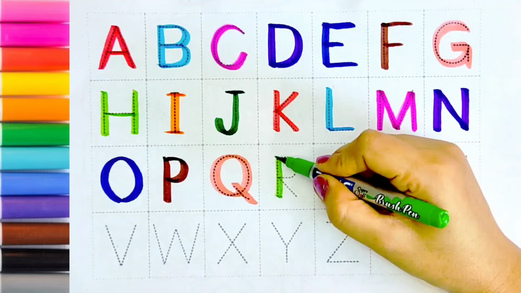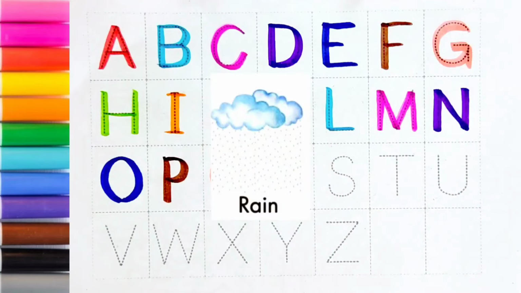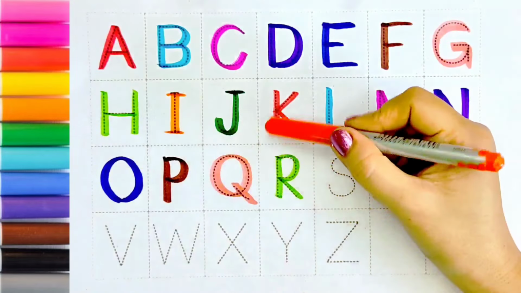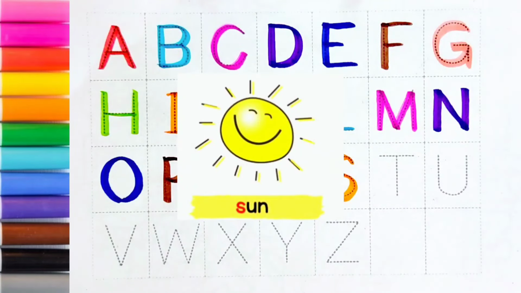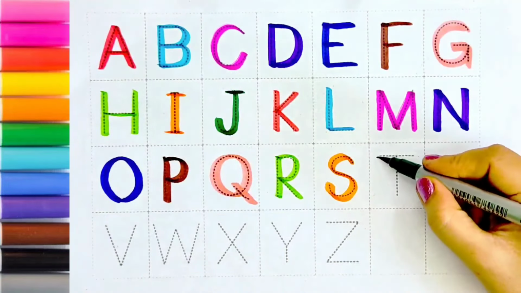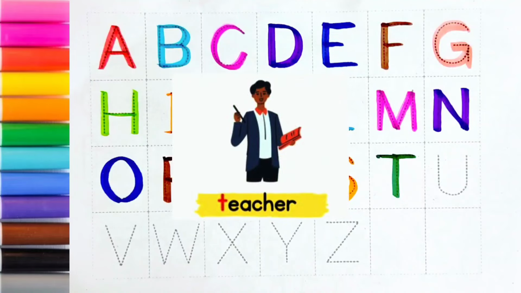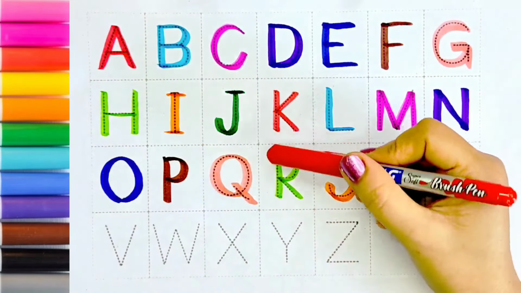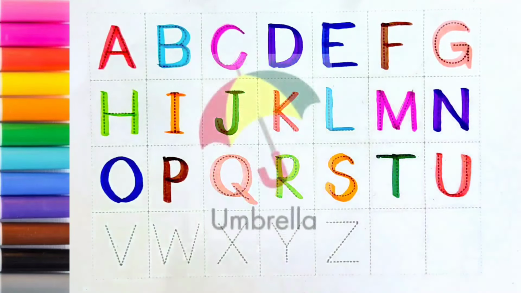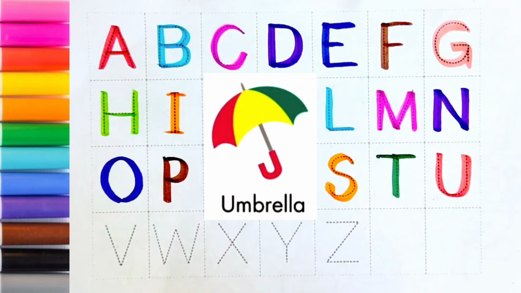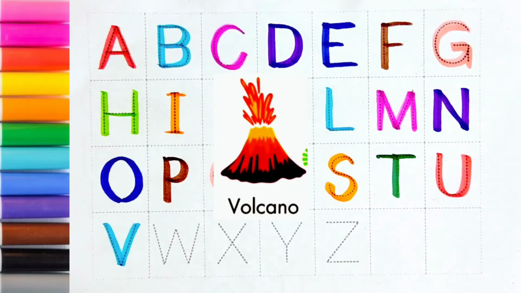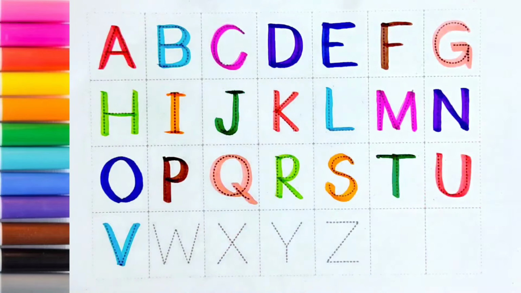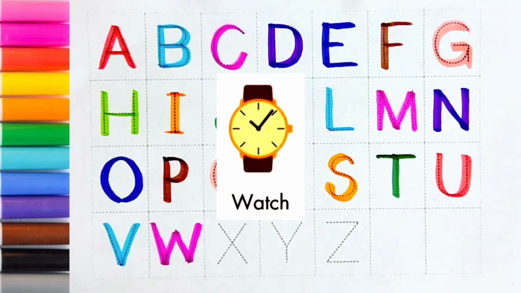Light green color R. R for rain. Orange color S. S for sun. Dark green color T. T for teacher. Red color U. U for umbrella. Sky blue color V. V for volcano. Pink color W. W for watch.